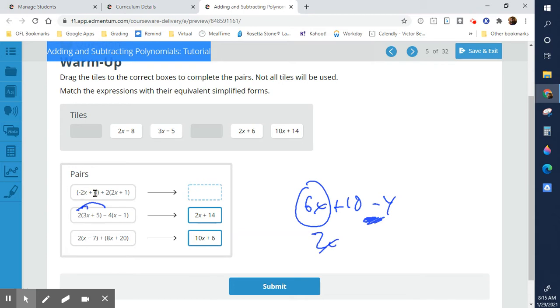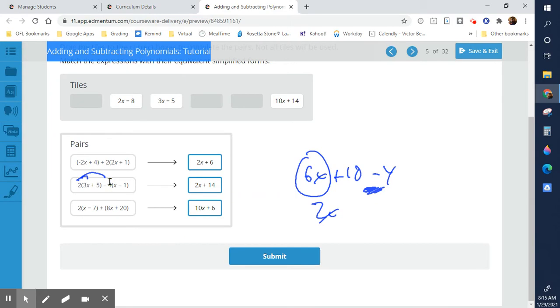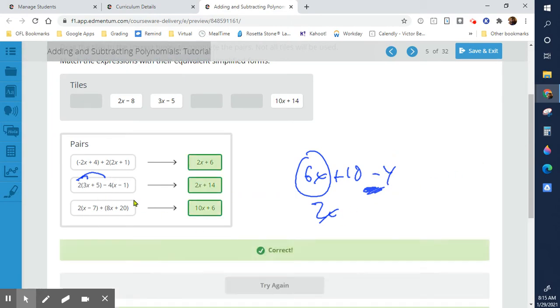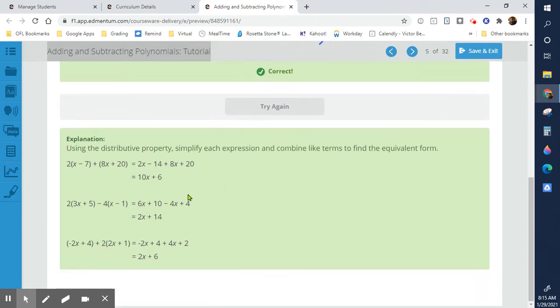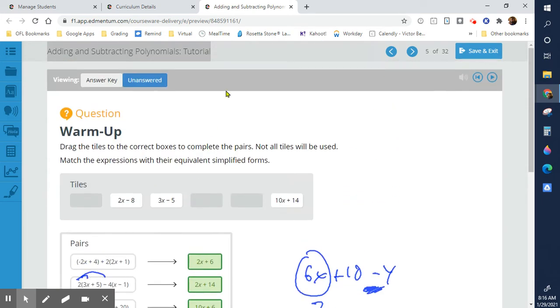This one was 2x plus 6. All right. I ignored this negative, and that really messed me up. And then here you can see the work. They're distributing it, and they can do it. And then here's where I messed up. Here's the positive 6 and the negative 4, and I treated it like a positive 4.